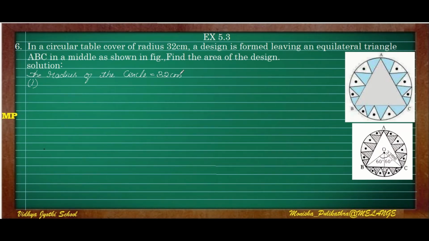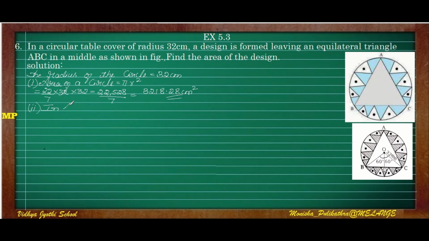Since they have already given the radius of the circle as 32 cm, first we have to find out the area of the circle. Area of a circle, we know the formula, that is pi r square. Already the radius is given, which is 32. So 22 by 7 into 32 into 32, which is equal to 22,528 divided by 7. So the division of this will be 3218.28 centimeter square. So this is the area of the circle.